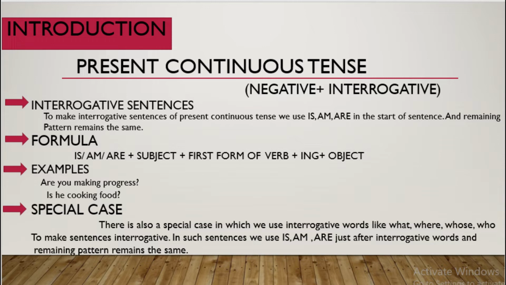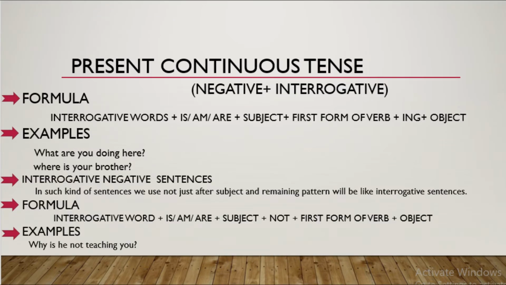Special case: there is also a special case in which we use interrogative words like what, where, whose, who to make sentences interrogative. In such sentences we use is, am, are just after interrogative words, and remaining pattern remains the same. Formula: interrogative words plus is / am / are plus subject plus first form of verb plus ing plus object. Examples: what are you doing here?